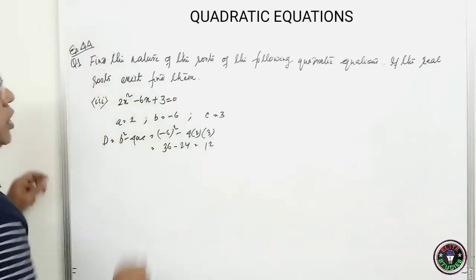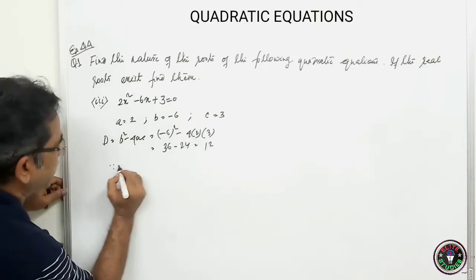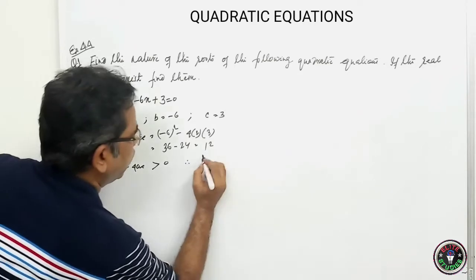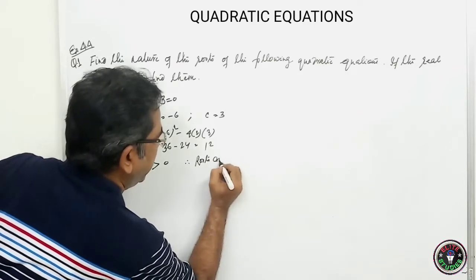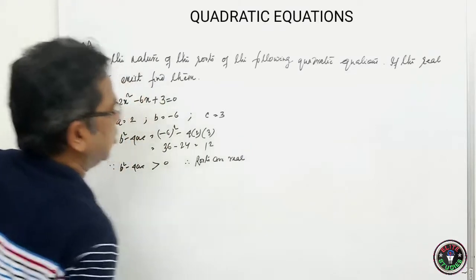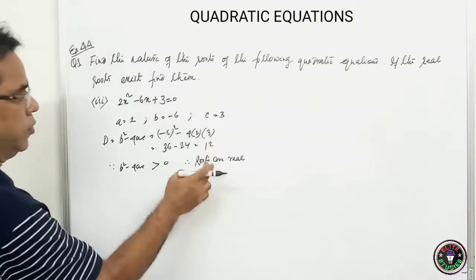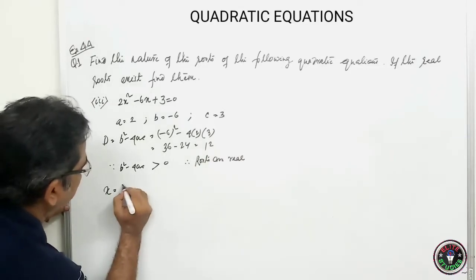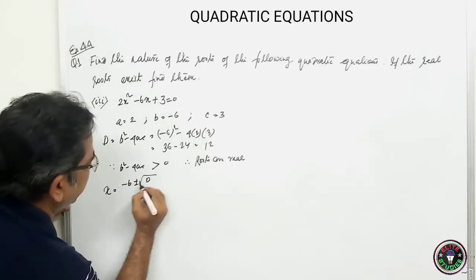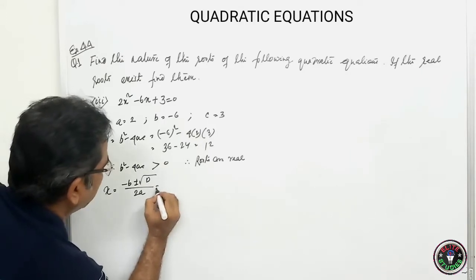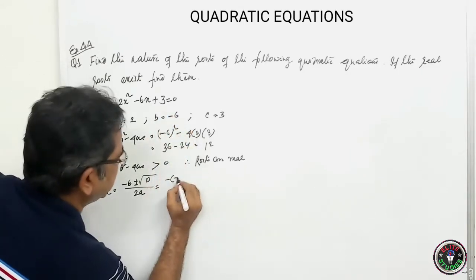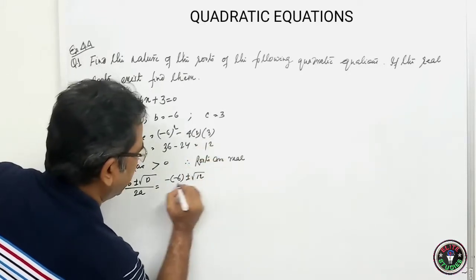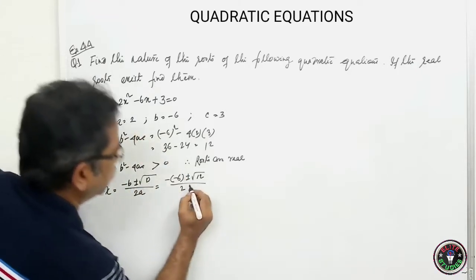So it is 36 minus 24, which is 12. You see, b square minus 4ac is greater than 0. Since b square minus 4ac is greater than 0, therefore roots are real. Now it will be unequal also because it is not equal to 0. Roots are real, no doubt, but unequal. Let us see, so roots will be what? x is equal to minus b plus minus root over of d by 2a. What is minus b? Minus of b is 6, plus minus root over of d, d came out to be 12, by 2 into a, which is 2.